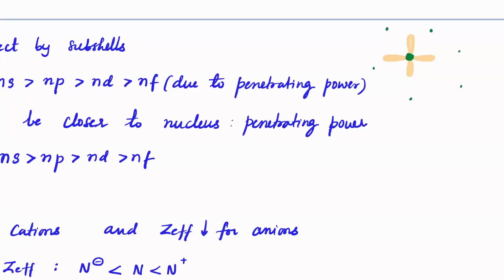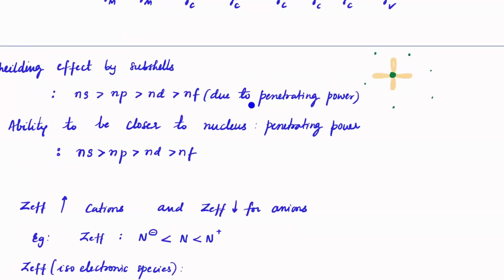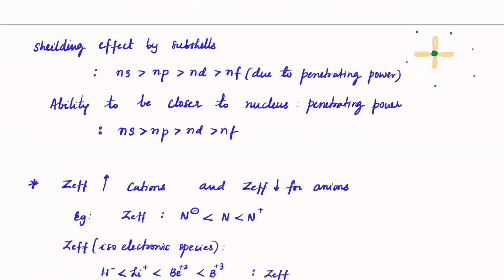Okay. So this can be directly correlated to its penetrating power. More the penetrating power, more is the shielding effect. More shielding effect means strongly it is shielding so that the outermost electron will not observe and will not attract the nucleus strongly. Okay. So you can see ability to be closer to the nucleus is called the penetrating power, and Ns, Np, Nd, Nf is the correct way.